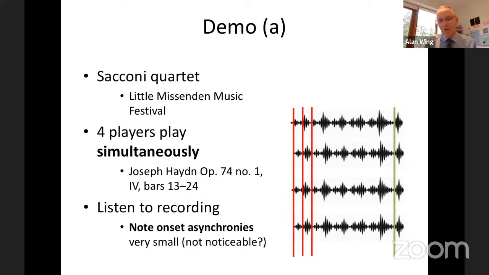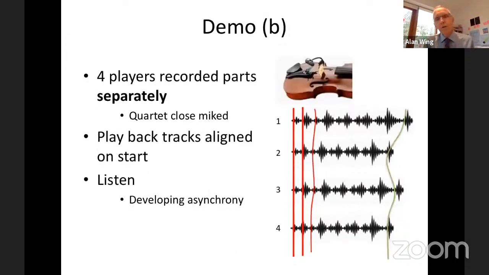And what I think we'll agree is that their onset asynchronies, so here we've got four lines of acoustic products of the performers playing the music, are very well aligned. The note onsets don't seem to be misaligned. They don't seem to be variable at all. And then what we're going to do, by contrast, is have another way of getting an ensemble, which I think you'll agree sounds very different.